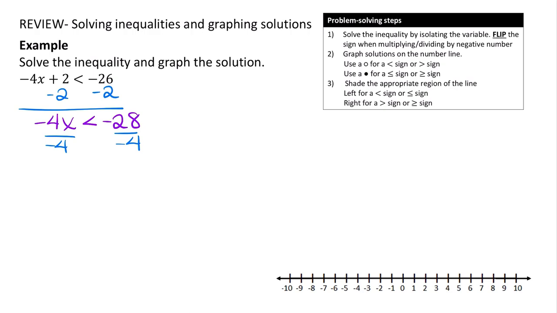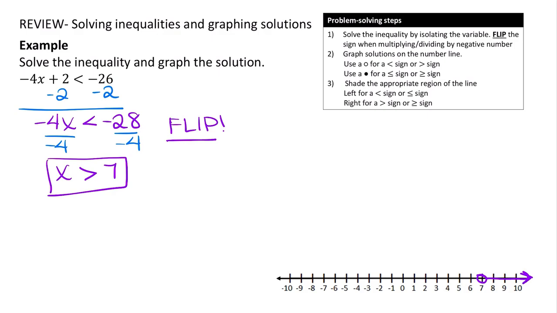So when I divide both sides by negative 4, I get x. And then here I have to flip my inequality sign, right? Because I divided both sides by a negative number. So I'm going to have x is greater than negative 28 divided by negative 4, which is positive 7. So I'm going to now graph x is greater than 7. So I'm going to put an open circle at 7. And then greater than 7 is going to be all the numbers to the right of 7. So I'm going to shade in this direction.